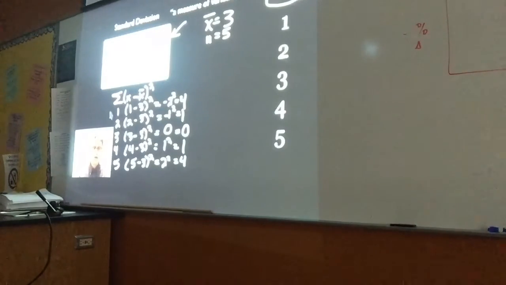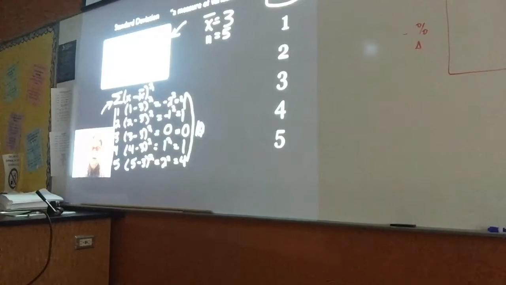And so if you ever see this summation sign, don't be scared by that. It's not scary at all. It just means you got to do a lot of work. So for each of these data points, 1 through 5, I have to calculate what was in there. And then I have to add it all up. So I have to add 4 plus 1 plus 0 plus 1 plus 4. And if I add all those up, I get 10. And so what's going to be inside there? It's simply going to be 10.